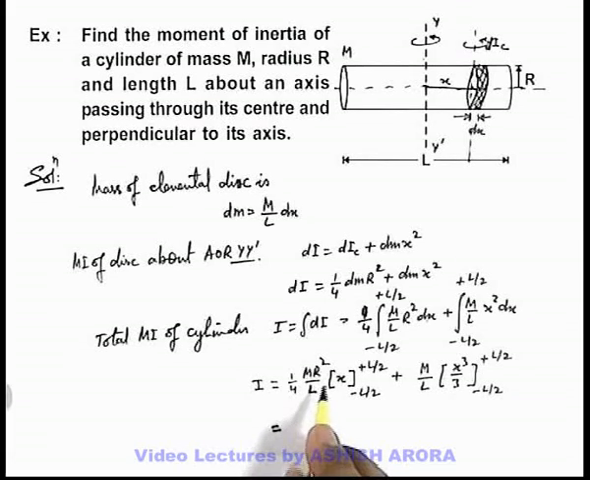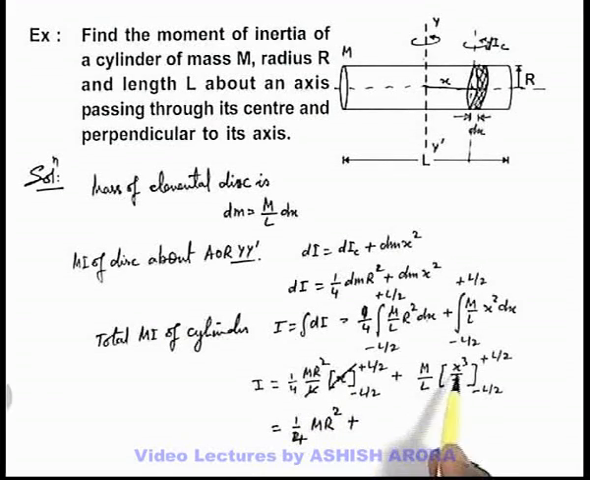And on substituting limits, we get l by 2 minus minus l by 2, which is l. So this l gets cancelled out, and we are getting 1 by 4 mr square. Plus, here if we substitute the limits l by 2, this will be l cubed by 8 multiplied by 3, it'll be l cubed by 24 plus l cubed by 24, which is l cubed by 12, so when l gets cancelled out this will be 1 by 12 ml square.